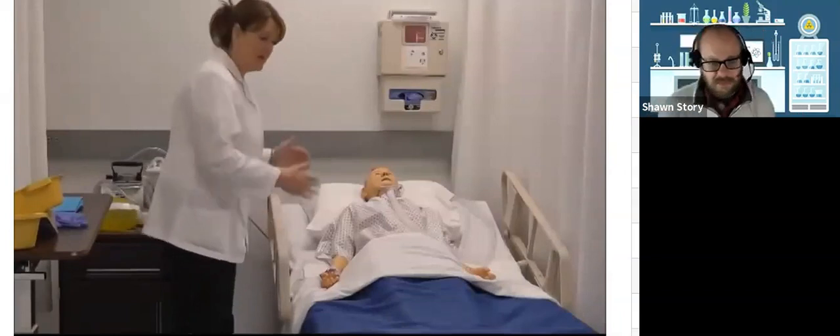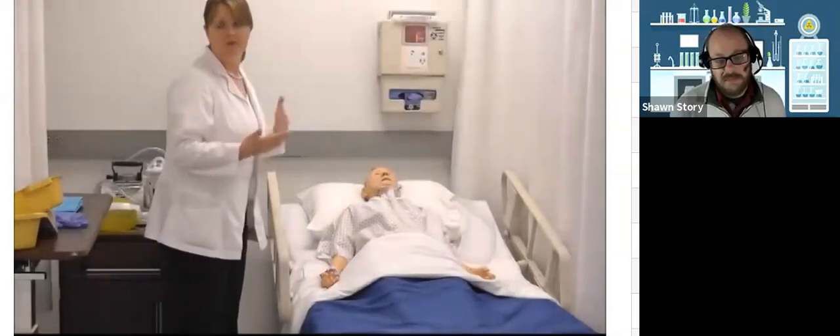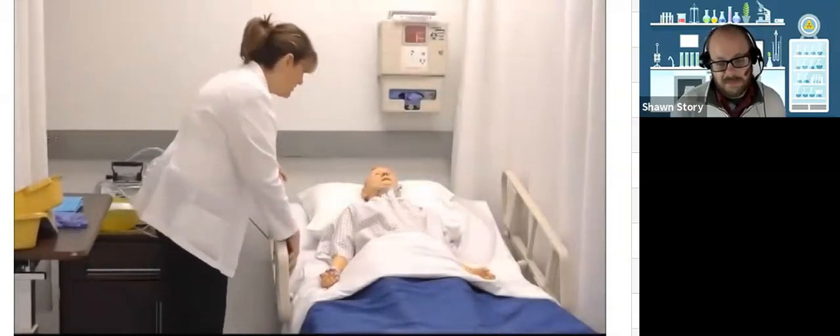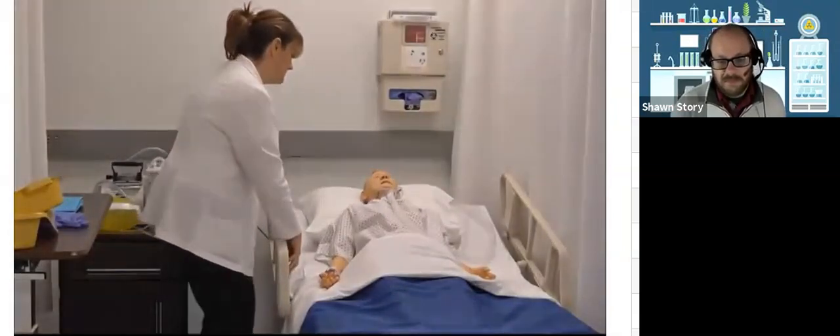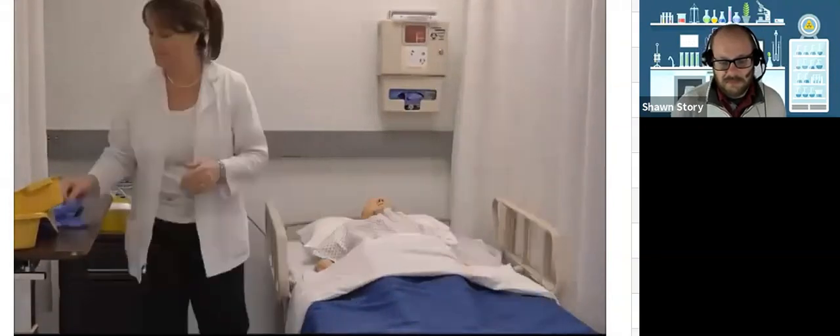Can you tolerate laying flat? He tells me that he can, because I'm going to need him to roll over to his side, and it's easier on their back if you have them laying flat first. I'll lower the head of the bed. You tell me if at any time you're not comfortable, okay? All right.